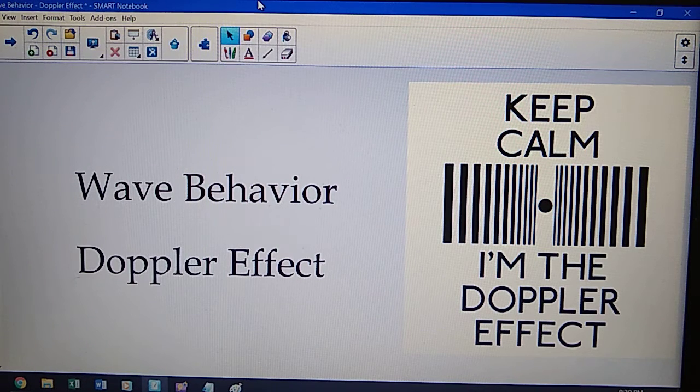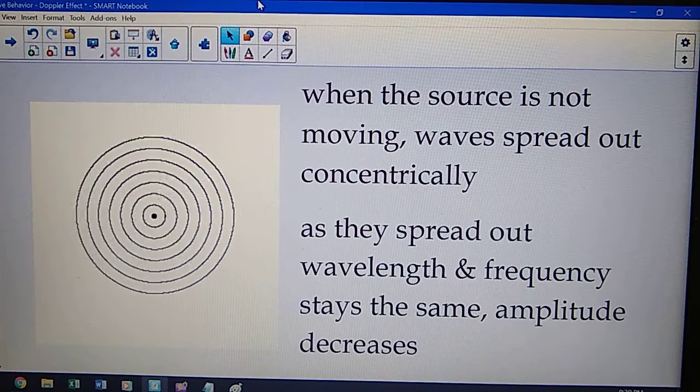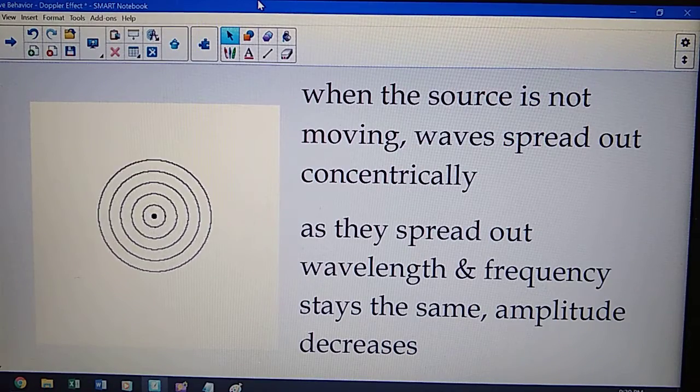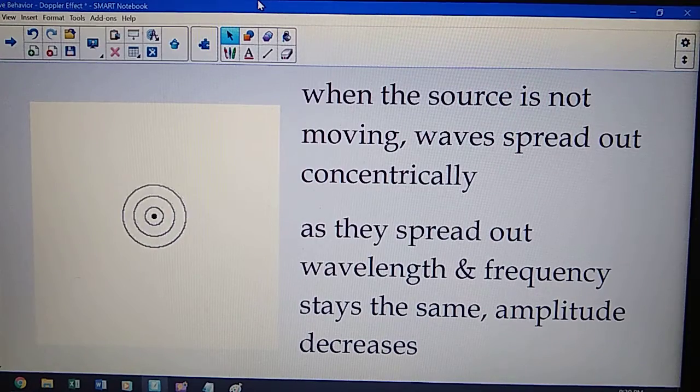Any wave can exhibit the Doppler effect. However, we are most used to it in normal life with sound, and that's where we're going to talk a little bit about this. Notice that when a wave is produced, let's talk about a sound wave in this case, from a source that is not moving, the waves will start and spread out concentrically.